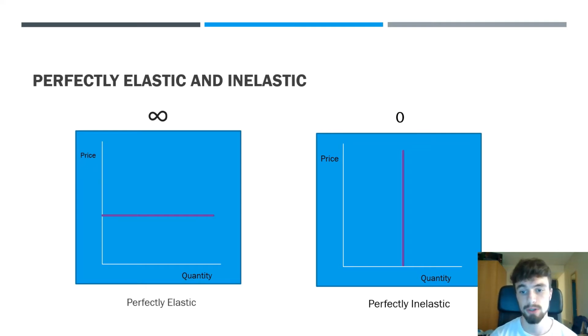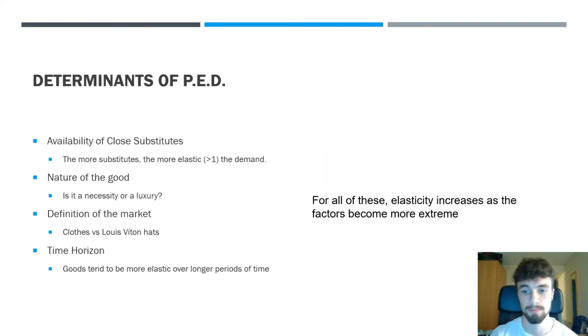And then there's perfectly inelastic, where for any change in price, the quantity demanded will stay fixed. Examples of this are life-saving medicines or the number of seats in a football stadium, because no matter the price, the quantity demanded will stay fixed.